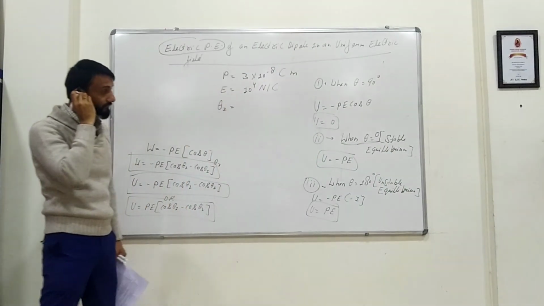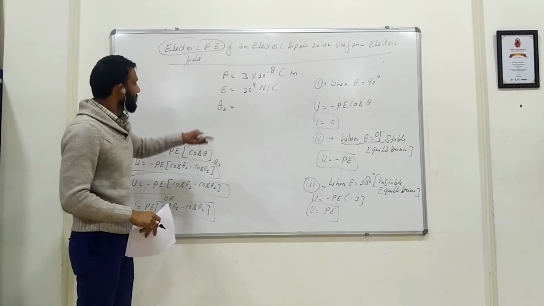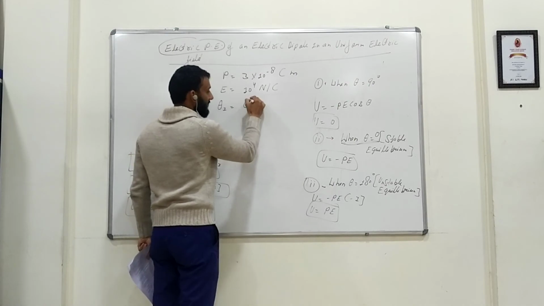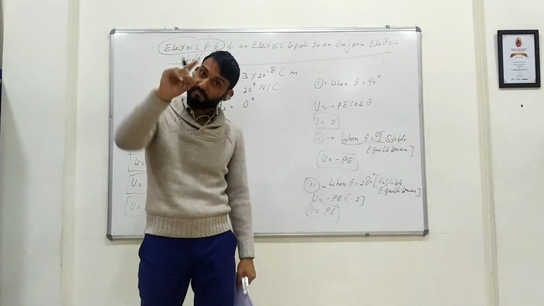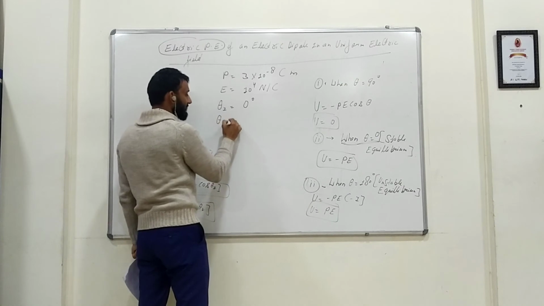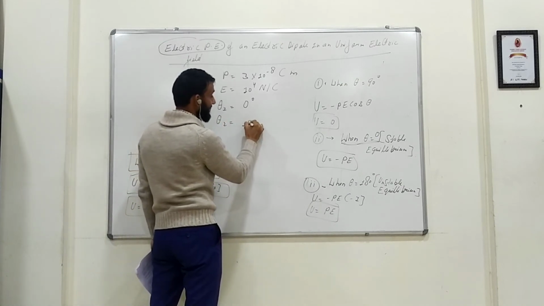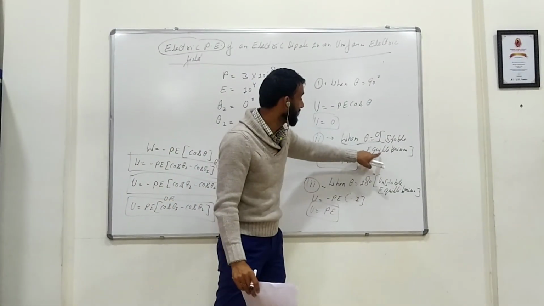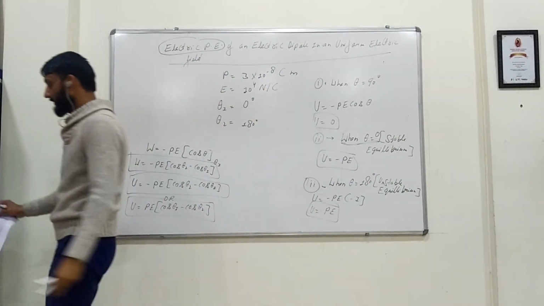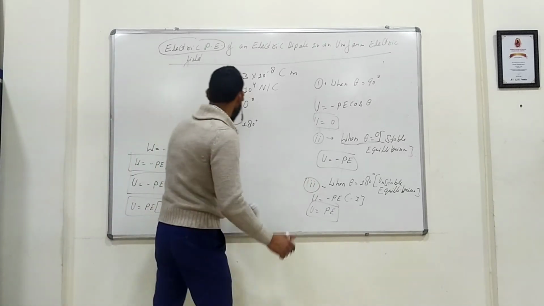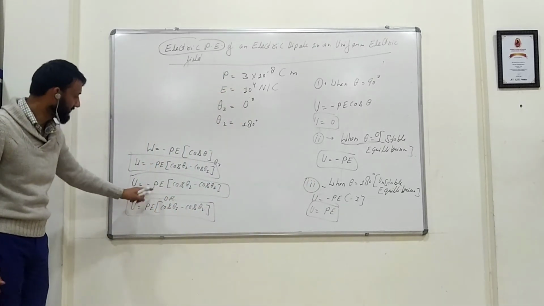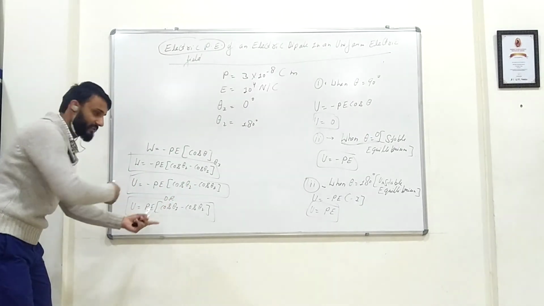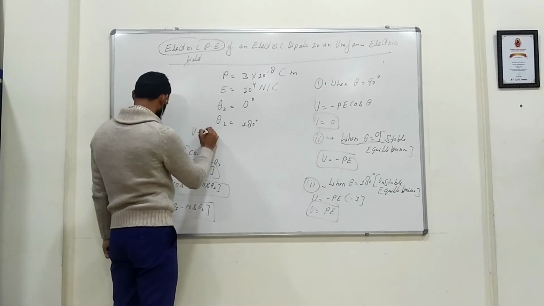So obviously theta 1 will be 0 degrees, because they have rotated the dipole from stable equilibrium to the position of unstable equilibrium. Guys, in this question they have not given the angles. I could make them out, as I know that for stable equilibrium theta is 0 and for unstable equilibrium theta is 180. Among these two you can use any one. I'll use this one because I need not interchange the positions. So I can do it directly.